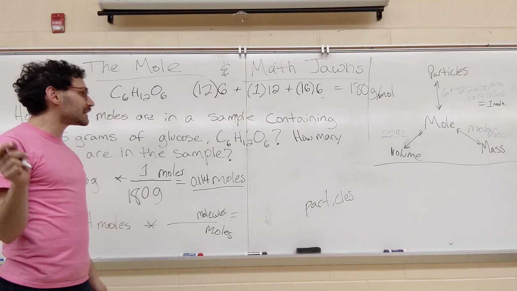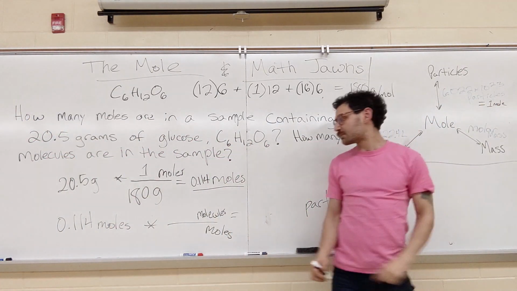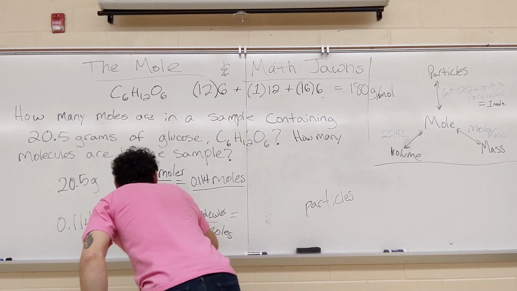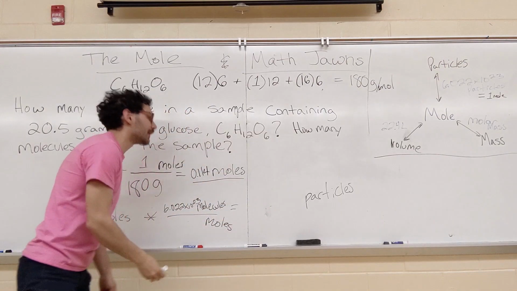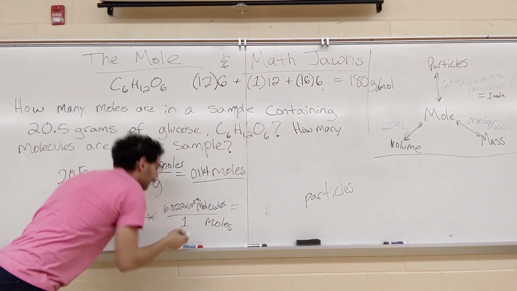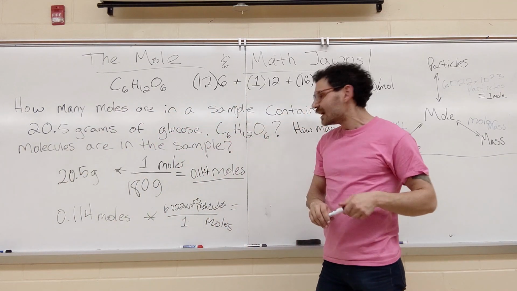And so let's go look at our conversion factor. Well, this is the number that goes with the particles, 6.022 times 10 to the 23rd. And what goes with moles? Oh, 1. There are that many particles or molecules in 1 mole. Now all I've got to do is my math.